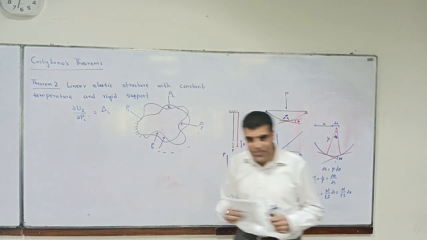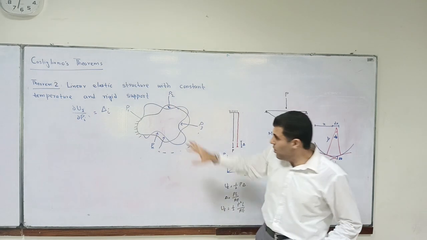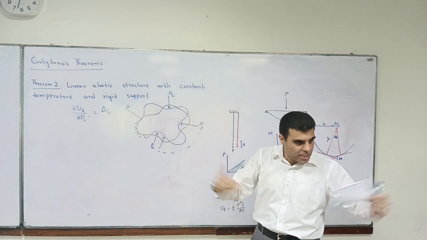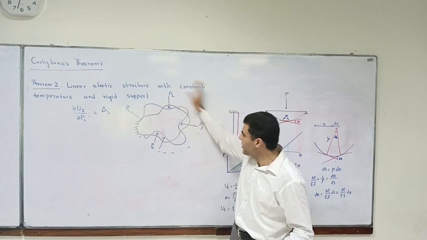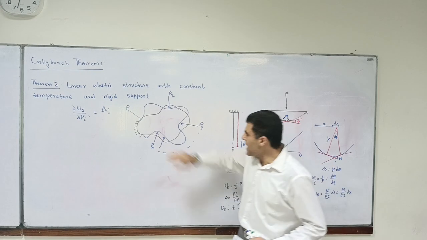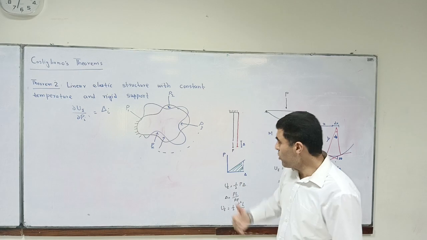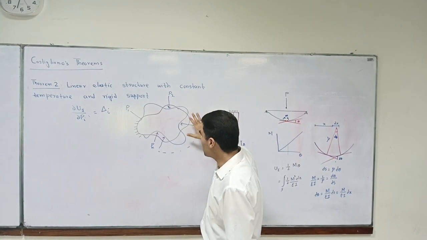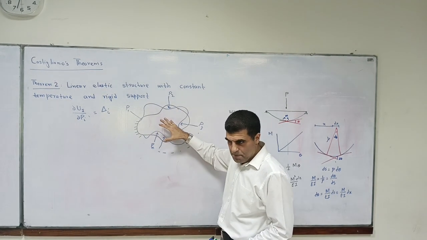Okay, how is this derived? Imagine we have again the structure. The black configuration is the structure when no load is applied. After this, you apply a bunch of loads on the structure, and it takes the blue deformed shape.